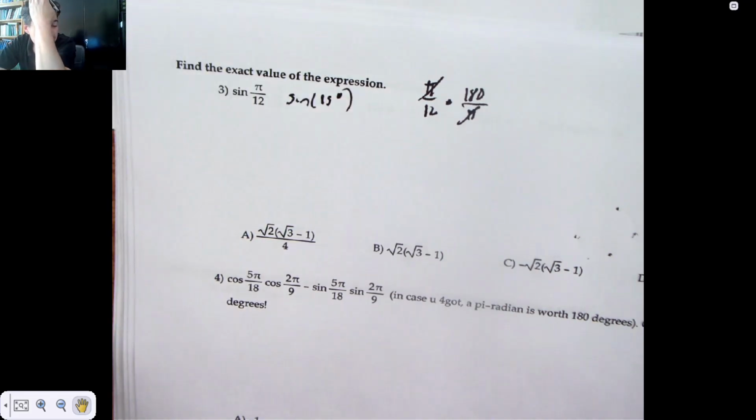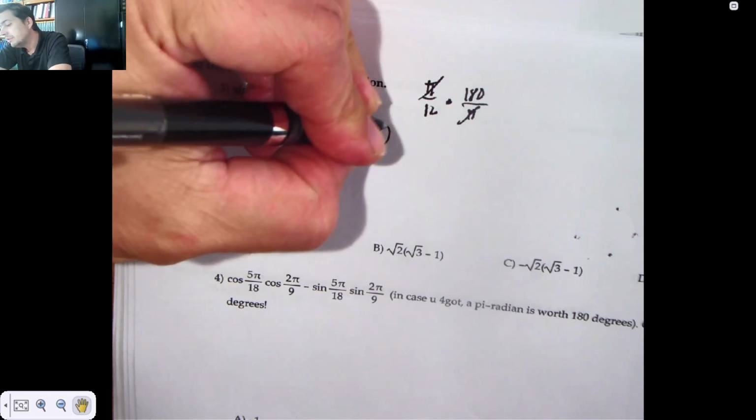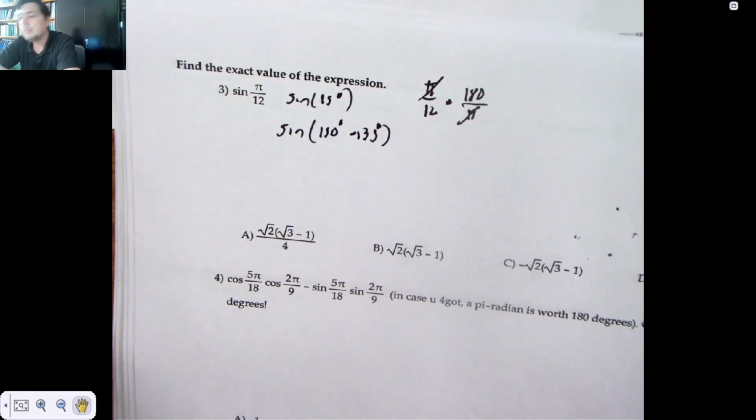Now, when I see 15 degrees, I've got to come up with 2 things I'm comfortable with that'll get me there. And I feel like I can do the sine of 150 minus 135. And I'm sure there's 100 other ways to do it. But I'm going to view this as the sine of 150 minus 135 degrees. That's what I'm going to work with.